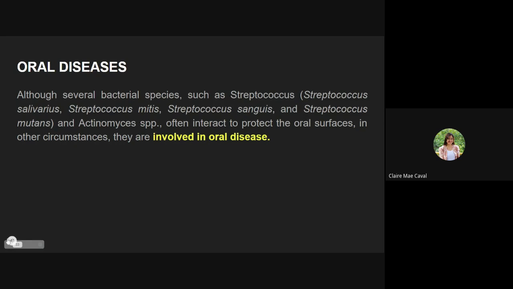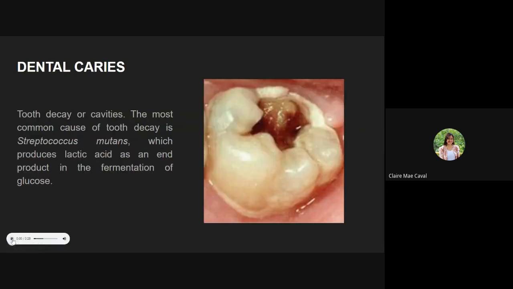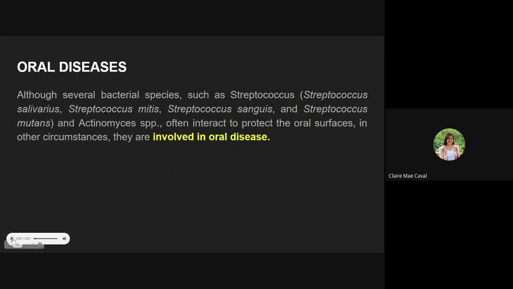Although several bacterial species, such as the ones listed in the slide, often interact to protect the oral surface, in other circumstances they are also involved in the oral disease itself. As mentioned in the previous slide, the members of the indigenous oral microbiota sometimes are the cause of the disease or the oral cavity infections.